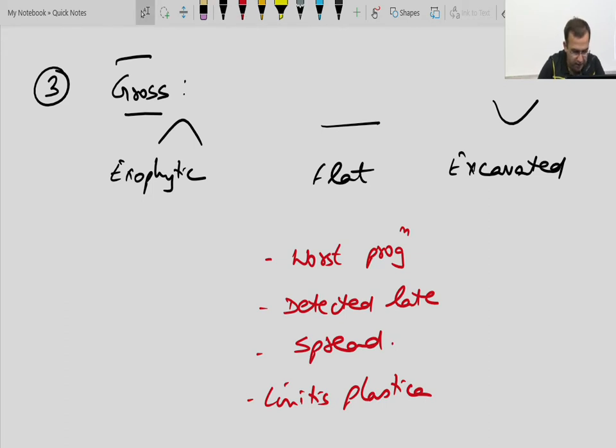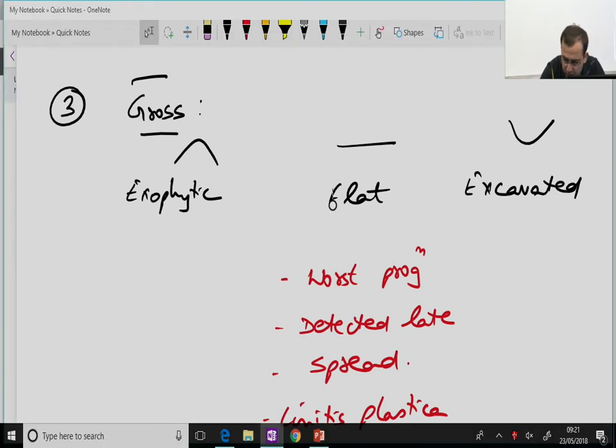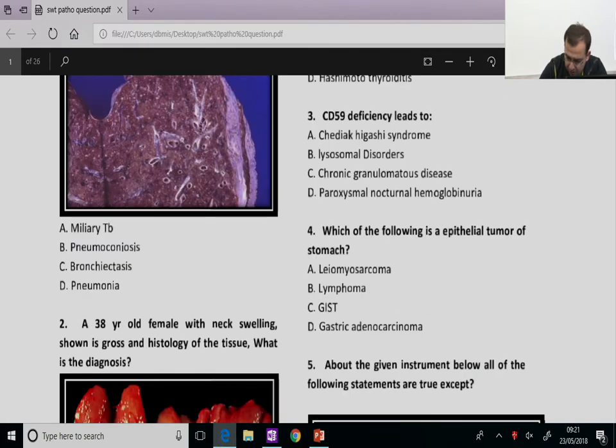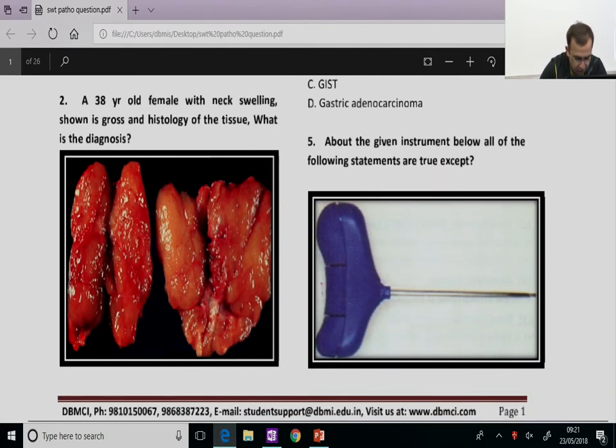Next, this gets us to question number 5. All of the statements given about this are true except. So before we go further, let us identify the instrument.